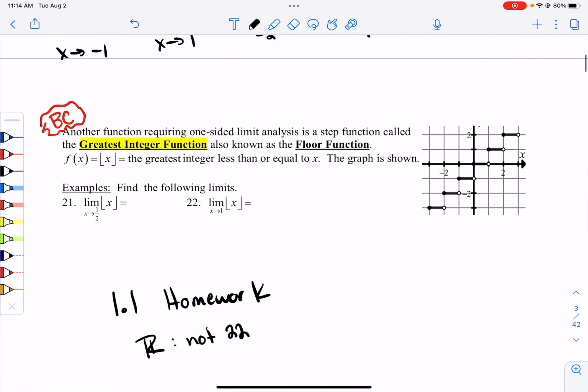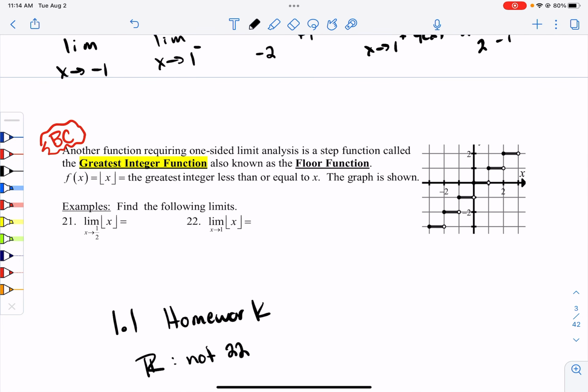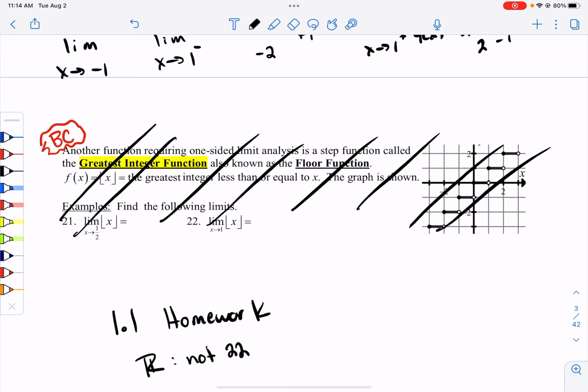Now for the homework, don't worry about the rest of this. The greatest integer function is part of the BC curriculum. That is not part of AB curriculum, so you can go ahead and scribble out the rest of the notes right there, examples 21 and 22.